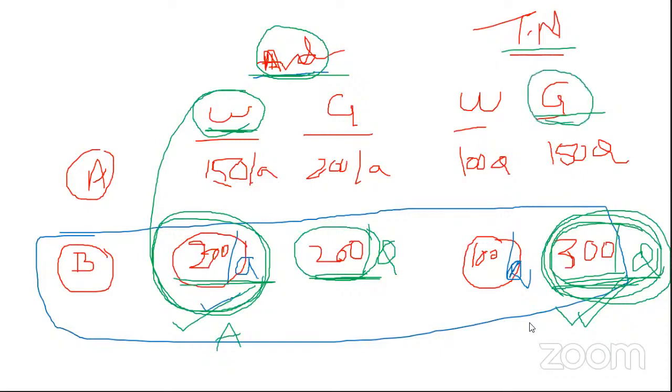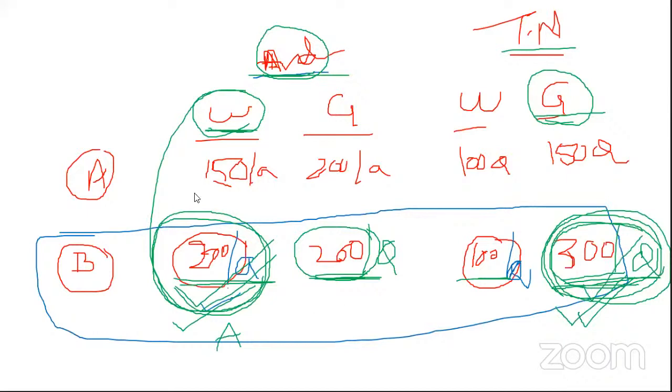This is situation A, a direct clear-cut example. 200, 200, 100, 300. Here it is 200, here it is just 100. So Andhra has absolute advantage in wheat production, and Tamil Nadu has absolute advantage in groundnut. Okay, sir, your example is explained.